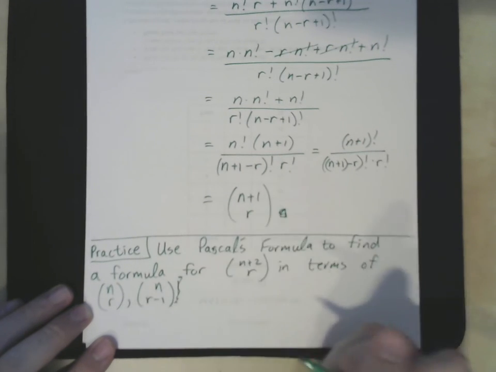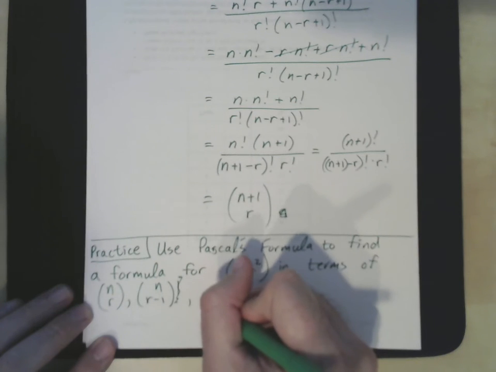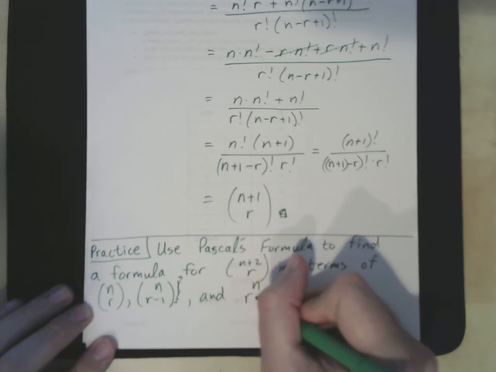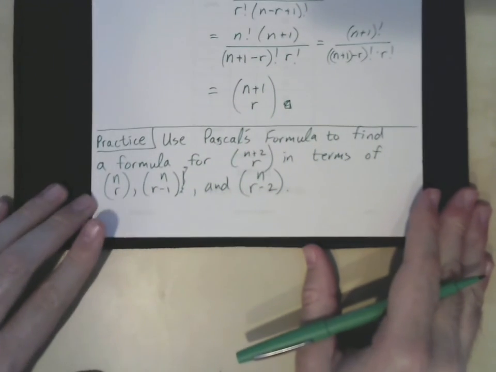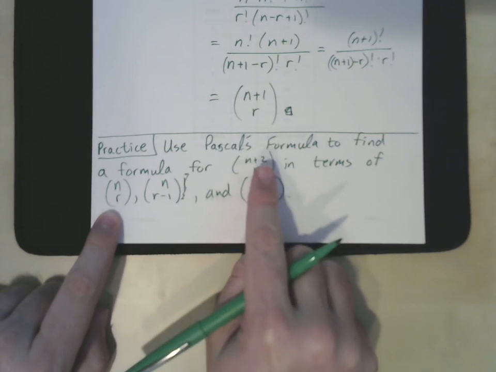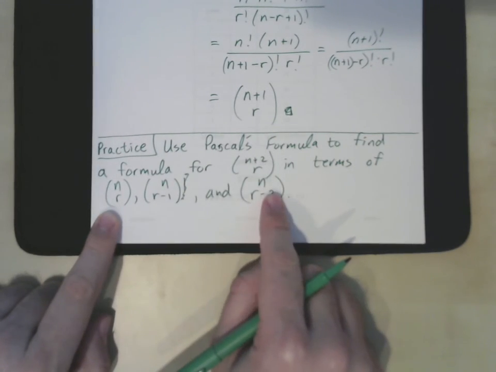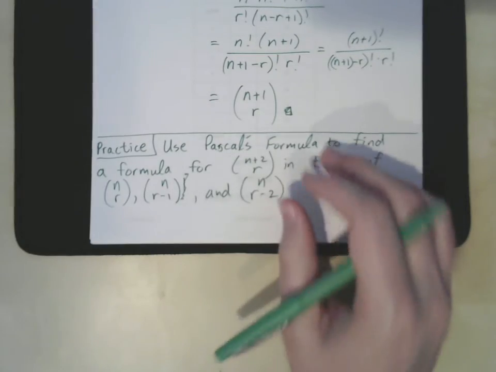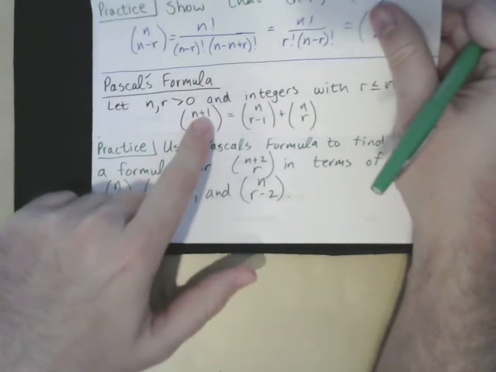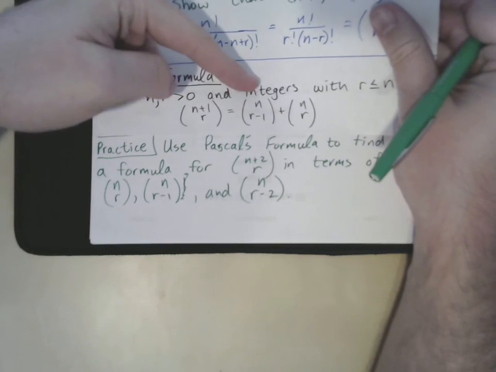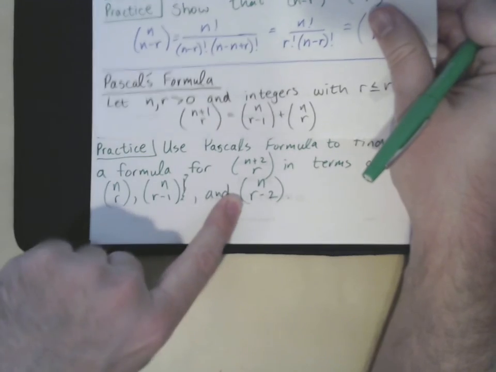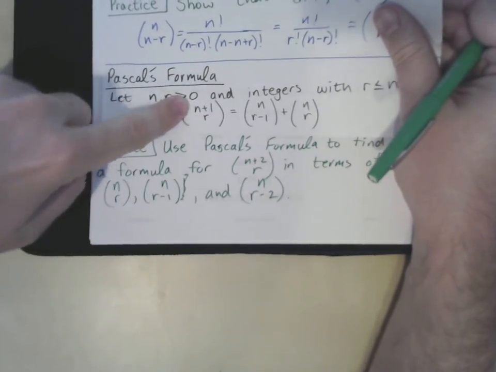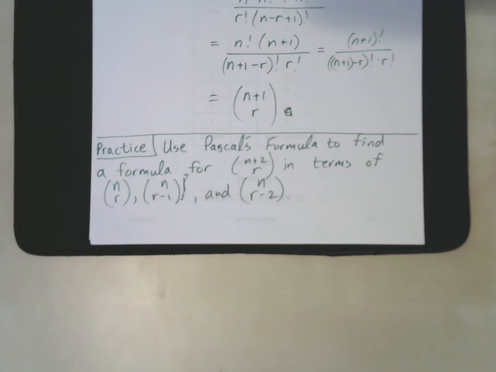Why do I keep doing it? N choose r and n choose r minus 1 and n choose r minus 2. Got factorials on the brain. Doing it all last section as well. So when you have your final answer, your formula for n plus 2 choose r should have these three things in them, just like Pascal's formula for n plus 1 choose r has n choose r minus 1 and n choose r. So now when we have n plus 2 choose r, you're going to add a second term. And you're going to need to use this formula. So pause the video and try that out. I'll start walking through it now.